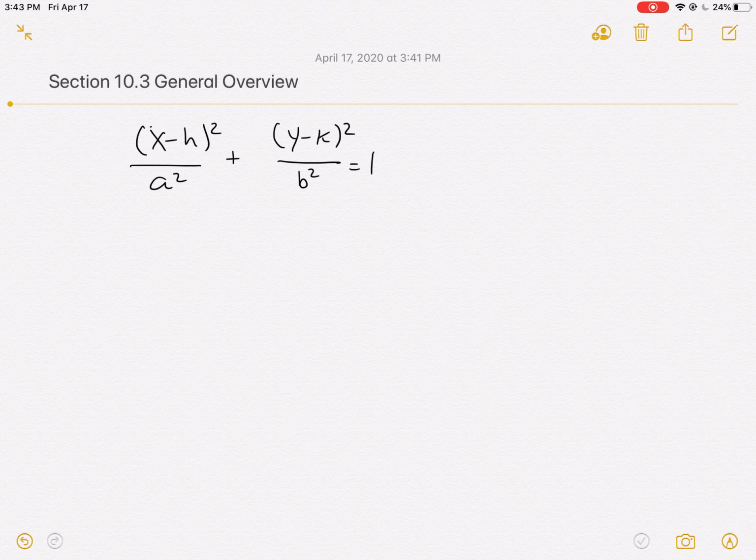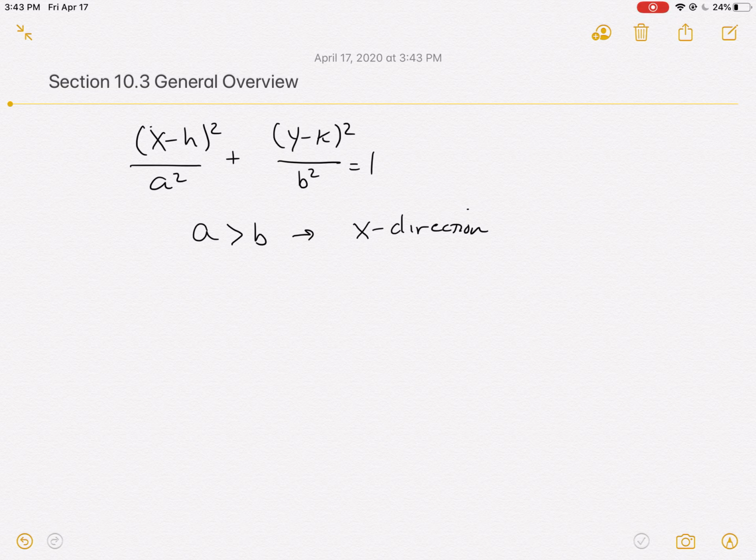So let me just give you an interpretation. I need to make an assumption right now. I'm going to assume that A is greater than B. If A is greater than B, then everything is happening to the x. So it's elongated in the x direction. So the book is going to give you two different forms of this on the top of page 647. I believe that's a little bit of overkill.